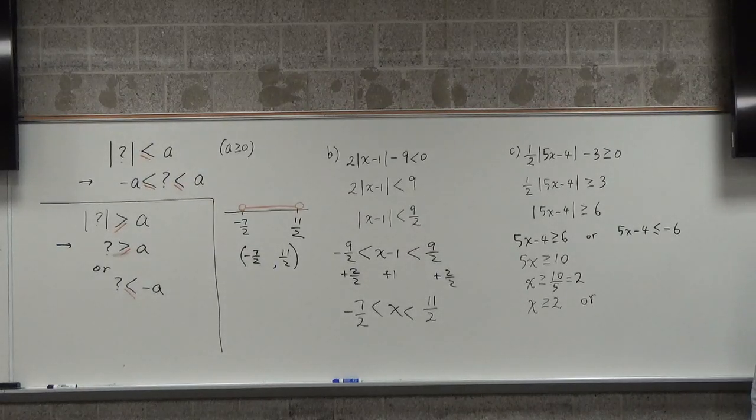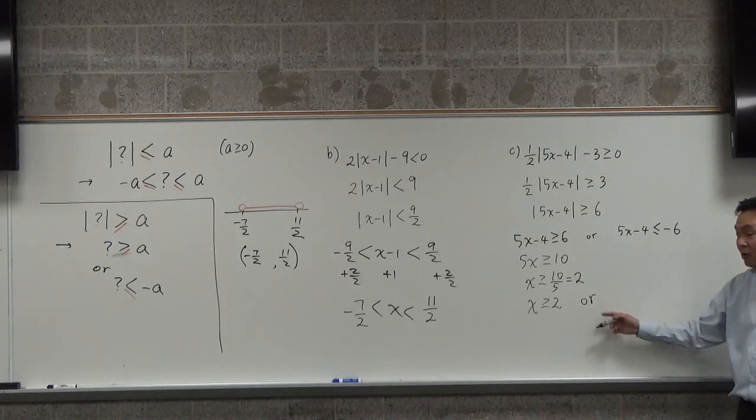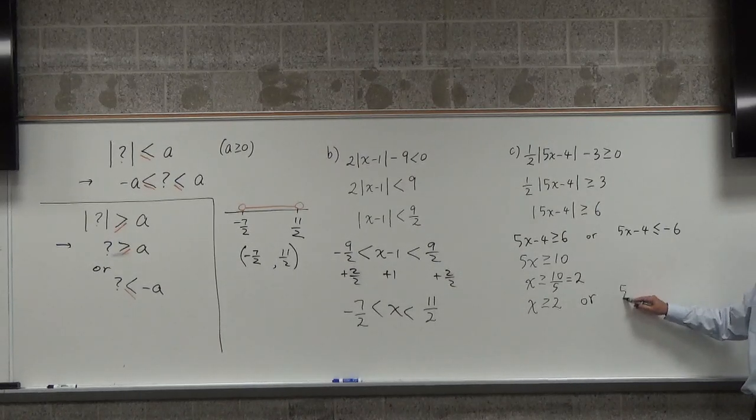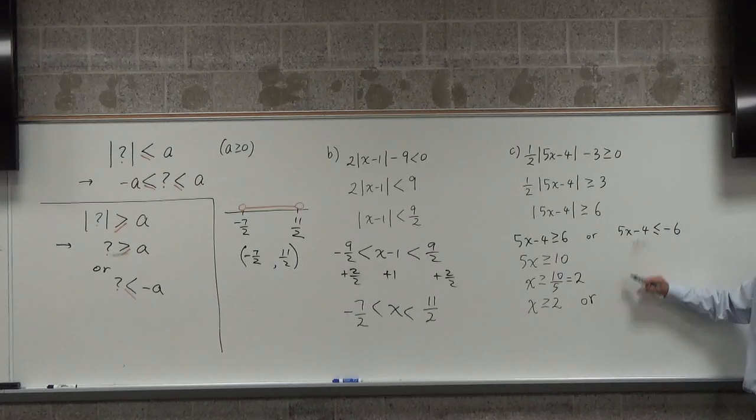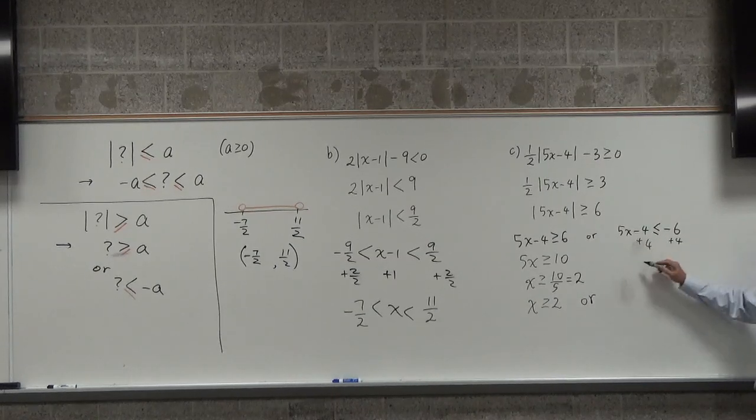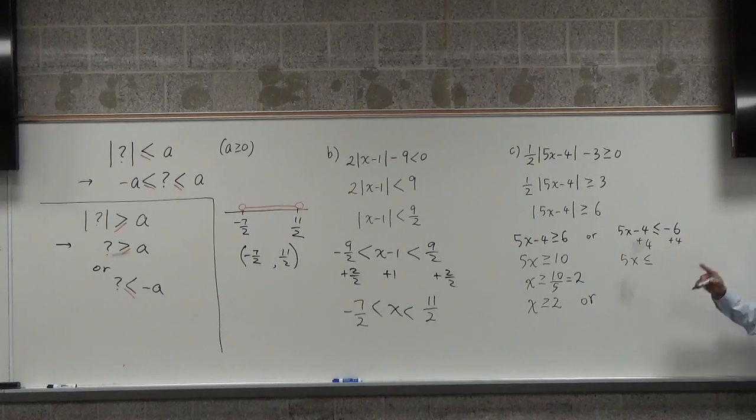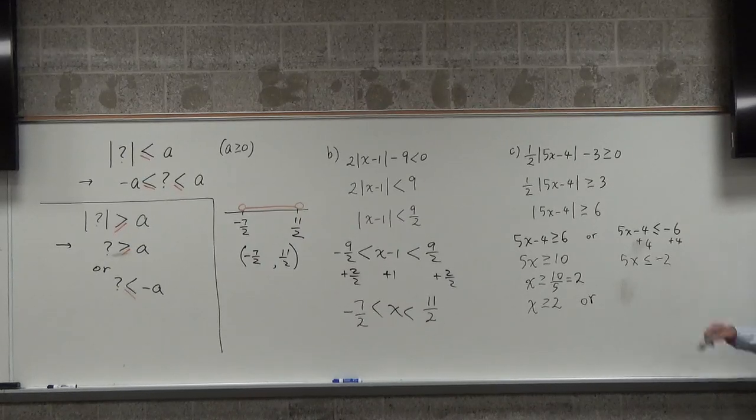"Or" is the important word. Don't forget that one. For the second part, if you add 4 to both sides, you get 5x less or equal to negative 6 plus 4, which is negative of 6 minus 4. 6 minus 4 is 2, so you have negative 2 after adding these two. And then you divide by 5, what do you get? x less or equal to negative 2 over 5. Okay, so that's the answer.